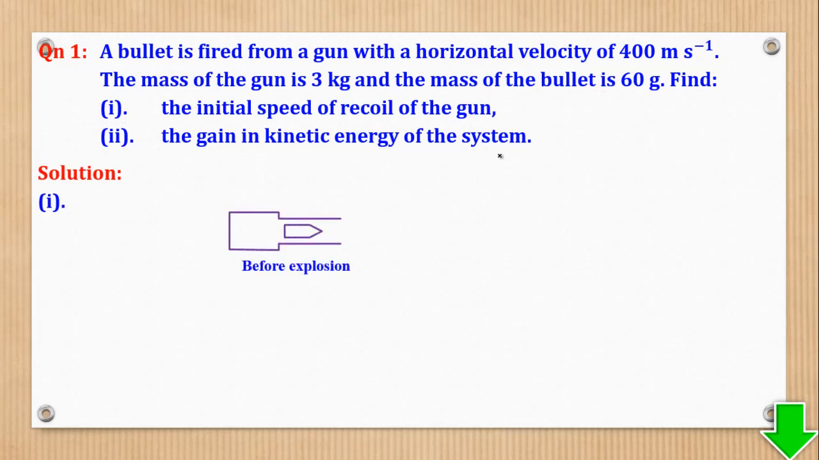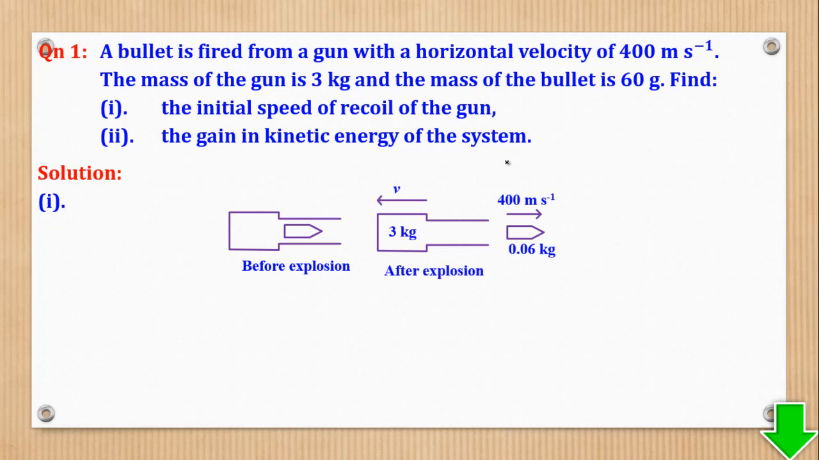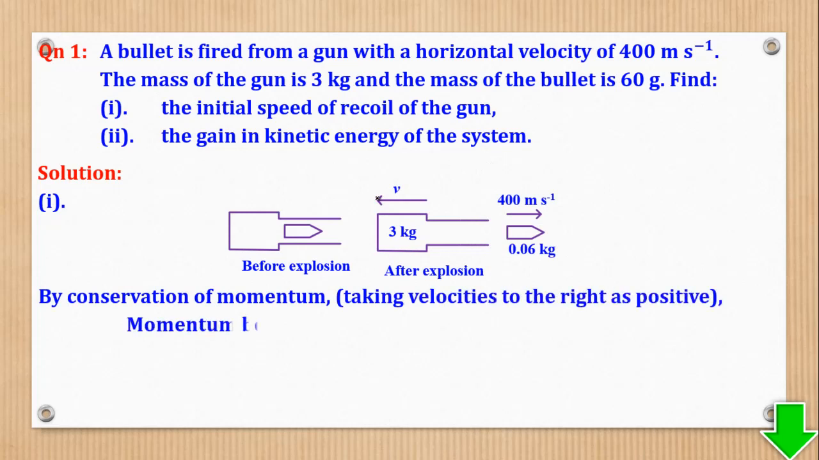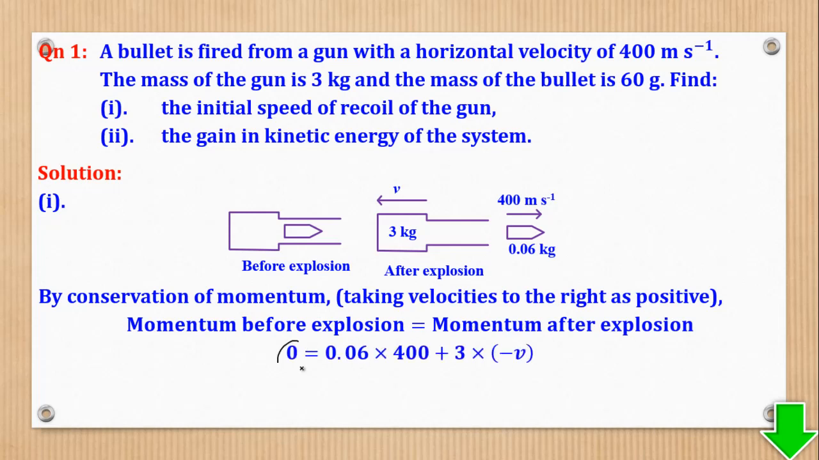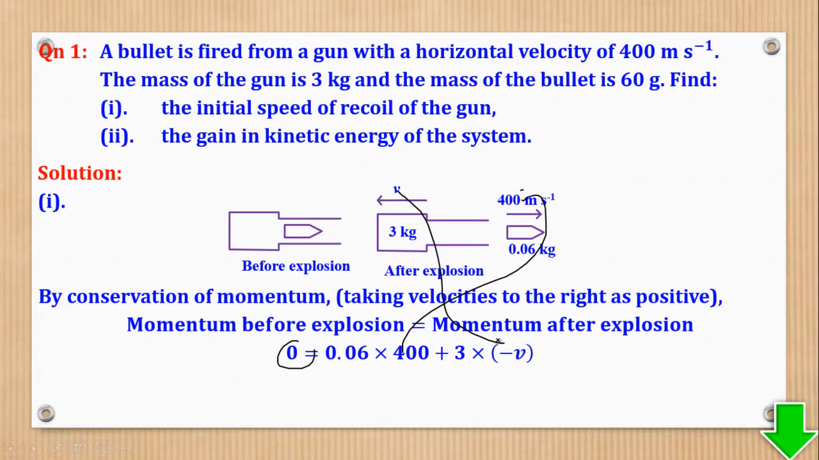So let's first illustrate. That is before explosion, and after explosion, this one jumps backward and this one moves forward with a velocity of 400 meters per second. Therefore, by conservation of momentum, we shall come up with momentum before explosion being equal to that after explosion. This is 0, and this is positive, this is negative. So I can get the value of V, and that would be the initial speed.